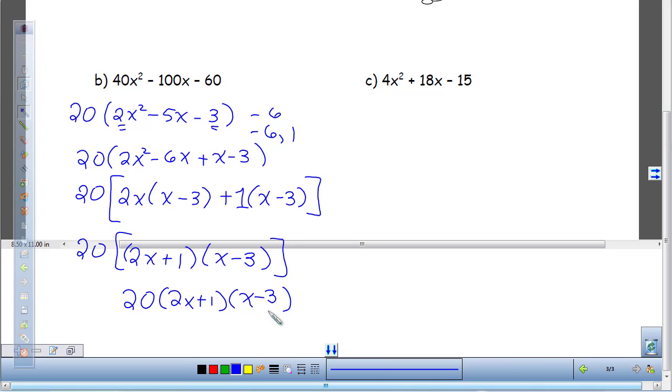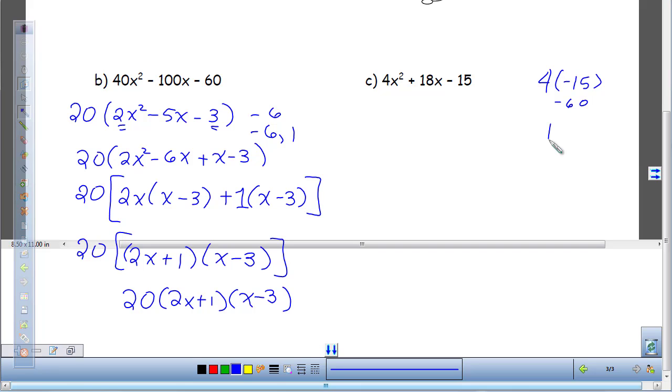Okay, so in C, if I multiply 4 times -15, we get -60. So what are the factors of -60 that add up to +18? Anybody? Nothing? Okay, still working on it? All right, well, let's see.